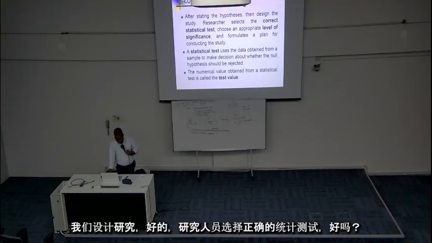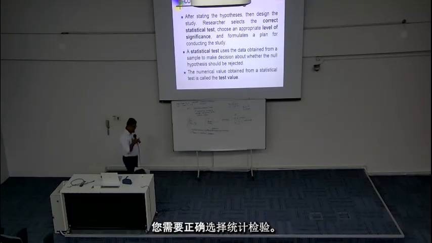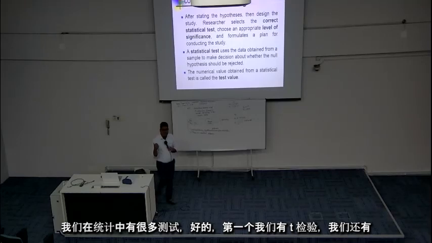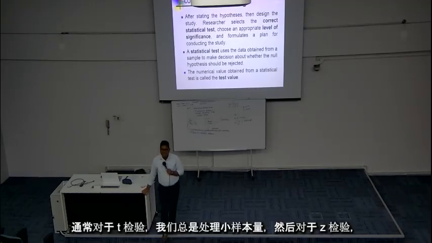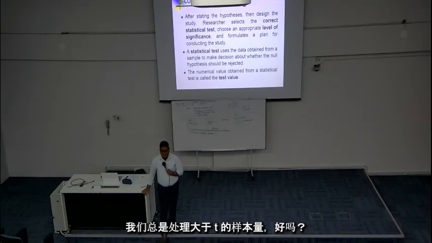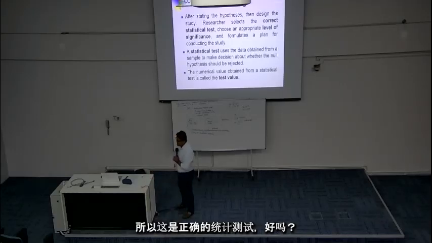Researchers select the correct statistical test. We have so many tests in statistics. The first one is the t-test. We also have the z-test. You need to check the condition before you use the t-test or the z-test. Normally the t-test deals with a small sample size, and the z-test deals with a sample size of more than 30. So this is the correct statistical test.